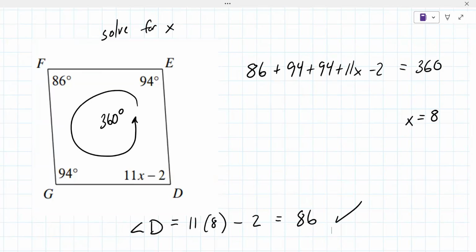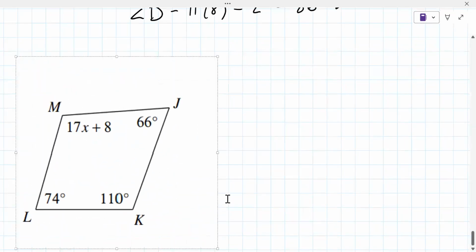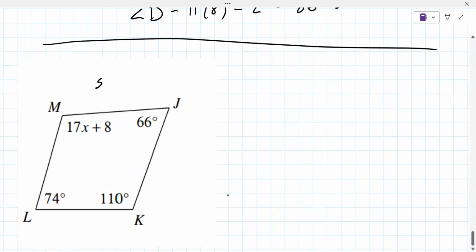All right. Let me give you another one to try here. Is that okay? Mm-hmm. All right, so here's a new one. Again, I guess first, let's just have you solve for X.